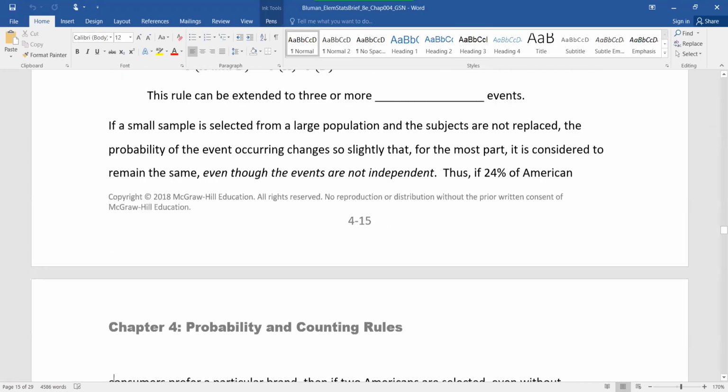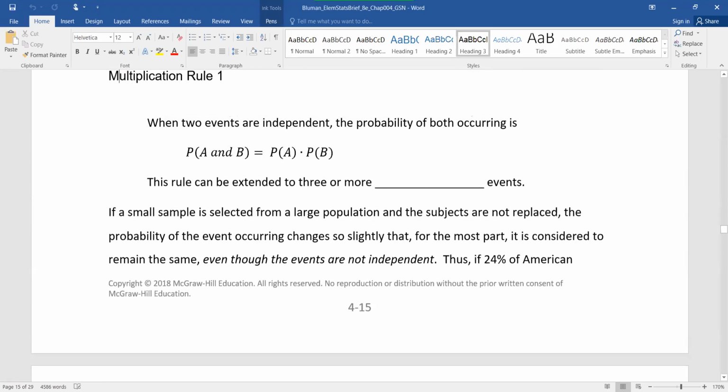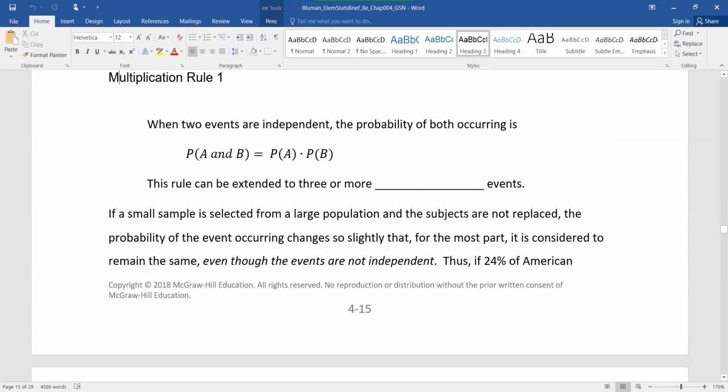All right, so the first multiplication rule: when two events are independent, the probability of both occurring is an "and" situation. So "or" meant what? To add. When you see an "and," you're going to be multiplying. So if you want both events to happen, it is an "and," and it's going to be a multiplication problem. So the rule can be extended to 3 or more.